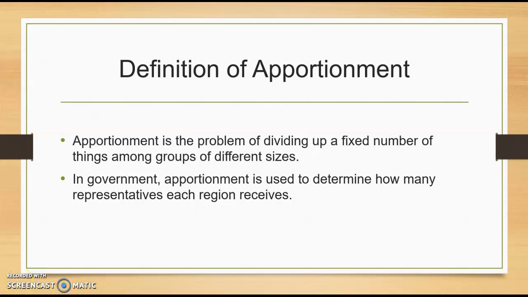This video is to help you learn to use the methods of Hamilton and Jefferson for apportionment. The definition of apportionment is the problem of dividing up a fixed number of things among groups of different sizes. In government, we use apportionment to determine how many representatives each region receives.